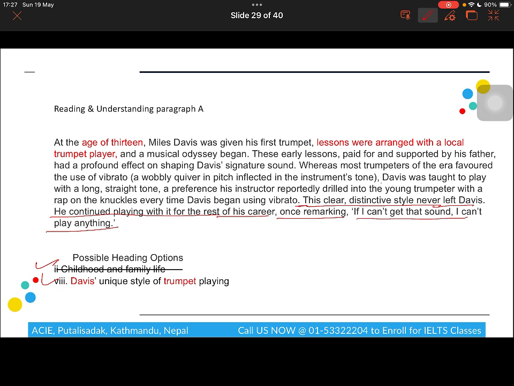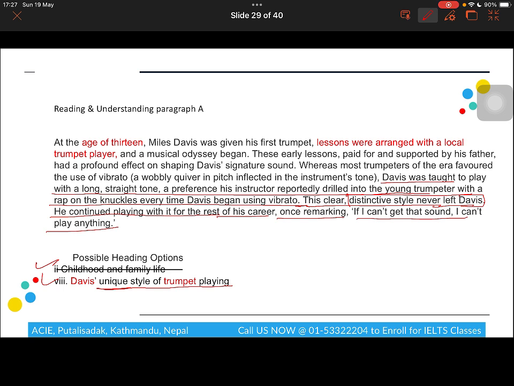If you really read this, Davis was taught to play with a long straight tone, a preference his instructor reportedly drilled into the young trumpeter with a rap on the knuckles every time Davis began using vibrato. And there is a clear distinctive style that never left. So that gives us our answer, that it's about the unique style of trumpet playing, and hence 8 is the supportive option for this question rather than option number 2.